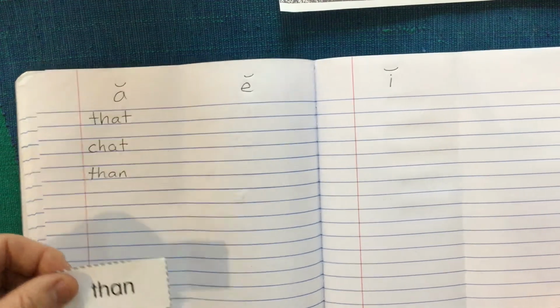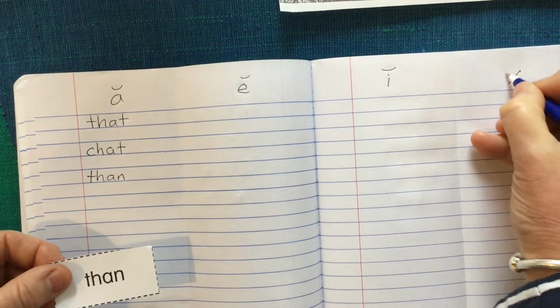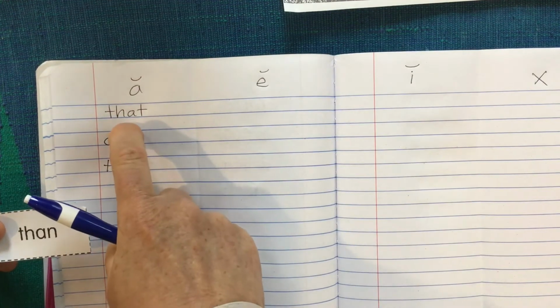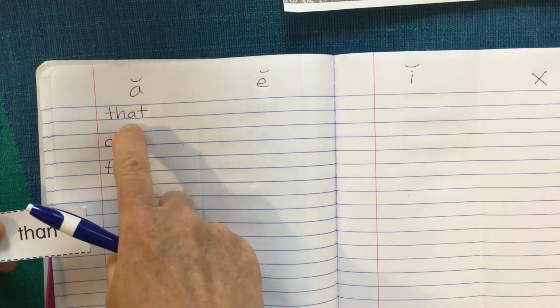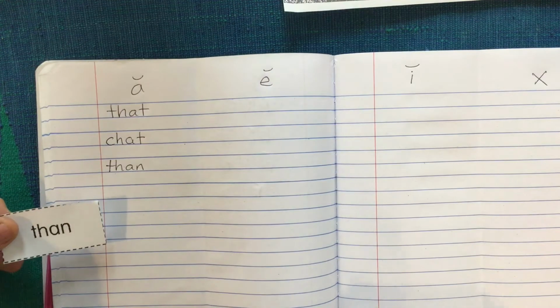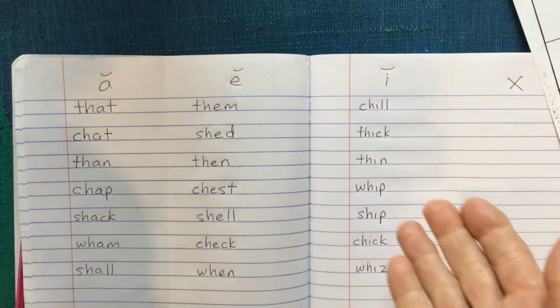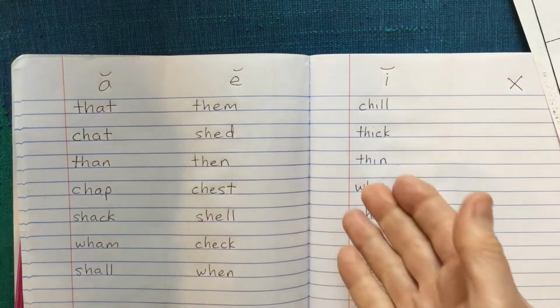Oh, and usually to remind us that we're not using this column, we just put an X there. And notice that, again, I'm starting at the margin and I'm skipping a line between each word. Okay, let me show you what the finished product looks like. Okay, so this is what it looks like when the words have all been written.